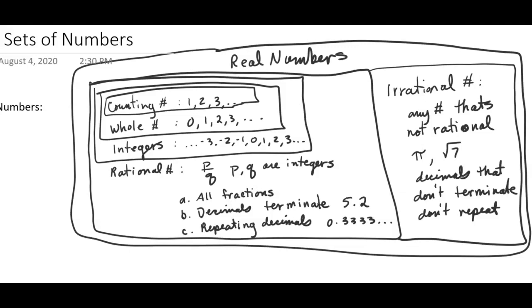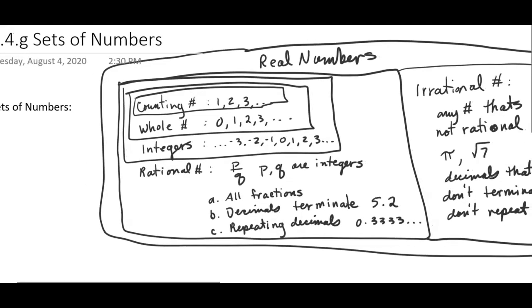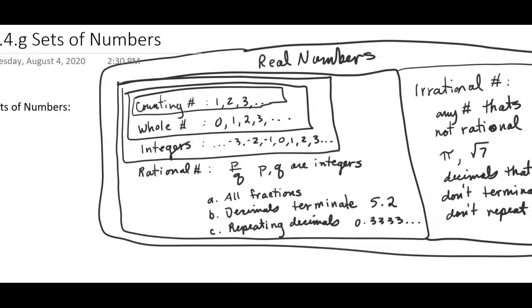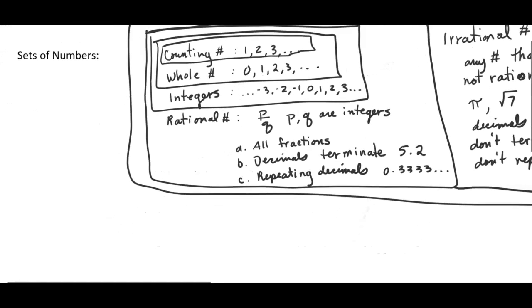Are there other numbers that aren't real? Yeah, but not this semester, so we're not going to talk about that. Not right now. So next semester we'll learn more about other sets of numbers. But right now we're going to stick with the real numbers, and so that includes all rational numbers and irrational numbers.